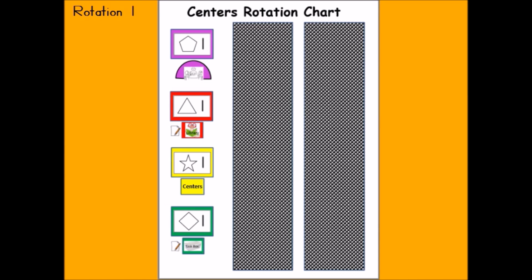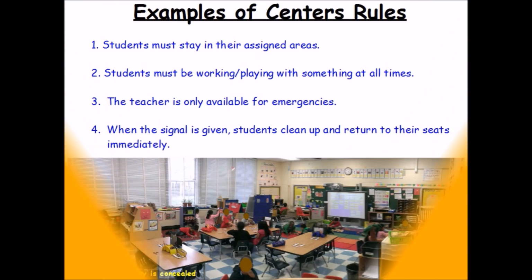Here is the center's rotation chart for rotation number 1. This shows where each group will be assigned. We only reveal one rotation at a time to make it easier for the students to follow. The chart shows that the pentagons will be at small group with the teacher. The triangles will be at the red table. The stars will be at yellow, which is open centers, and the diamonds will be at the green table.